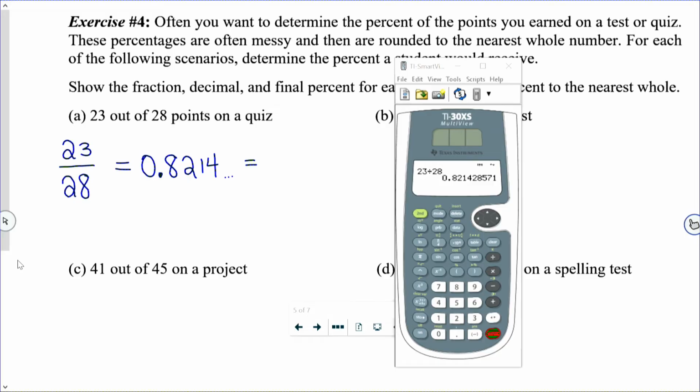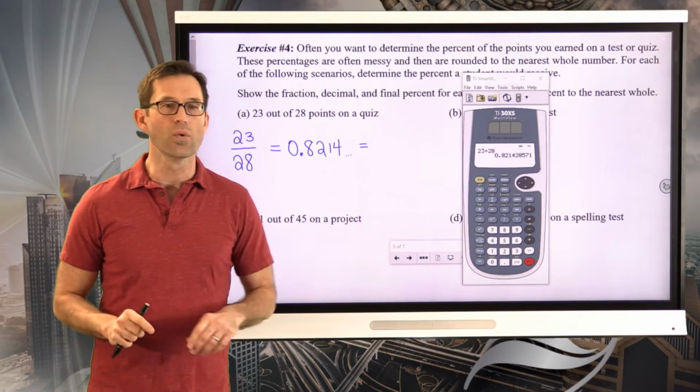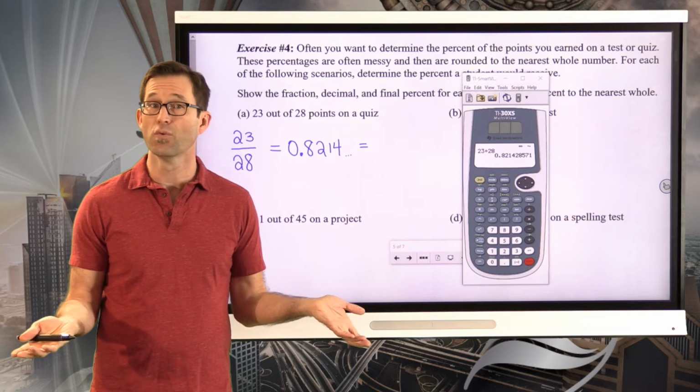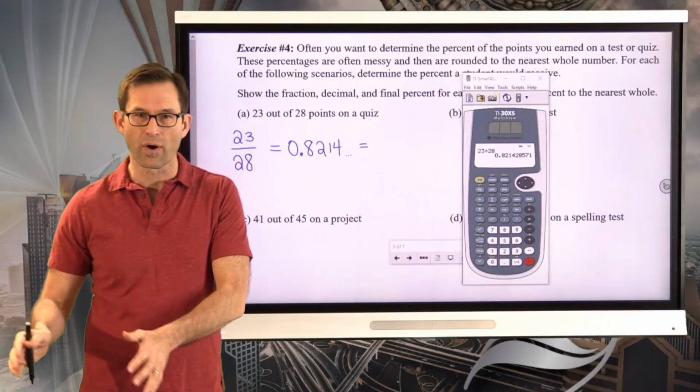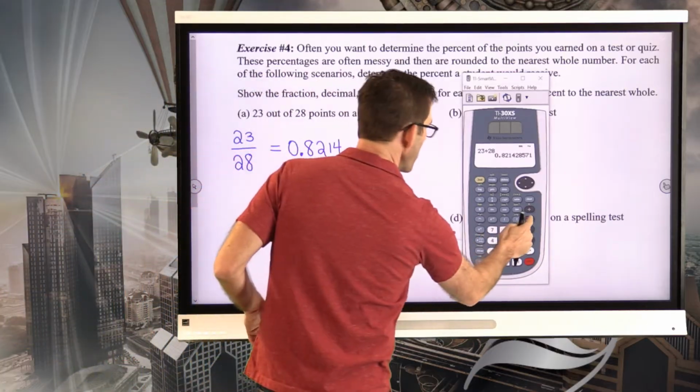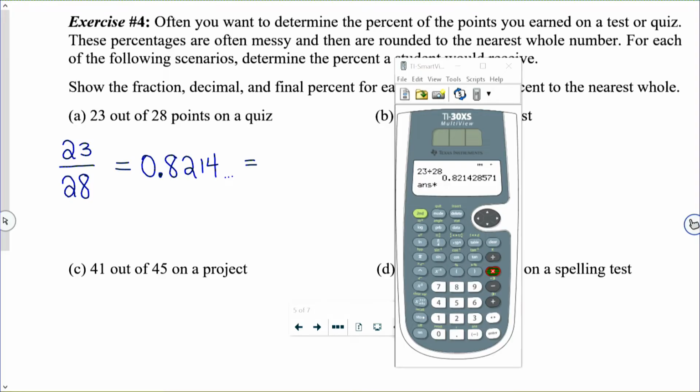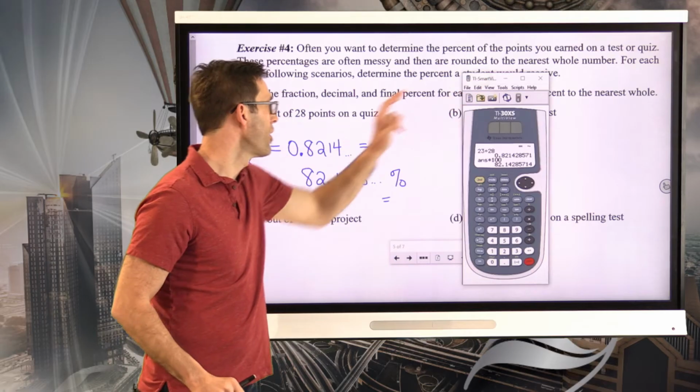All right, now, again, if this had just been 0.82, I would expect everyone to just say 82%. But it's not 0.82, it's messy. It's 0.8214, et cetera, et cetera. Now, if I multiplied this by 100, right, if for some reason I needed to do that, there we go, then I'd get 82.1428, etc. percent.